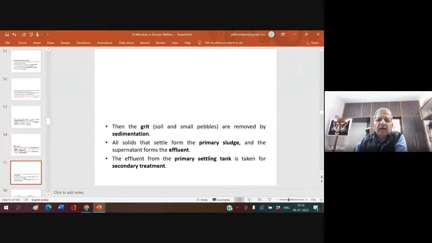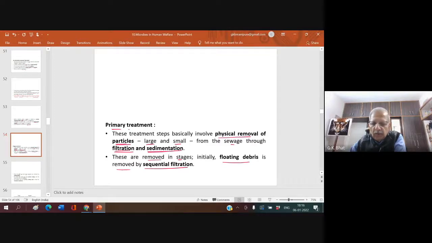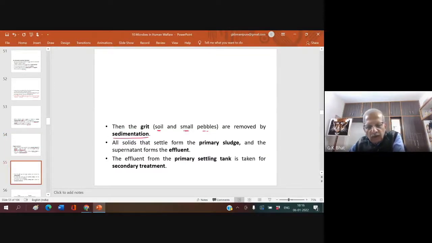Then the grit, that is the soil and the small pebbles, are removed by sedimentation. So all the lighter floating particles are removed by sequential filtration, and the small soil and other small pebbles are removed by sedimentation. All solids that settle form primary sludge. Many of the solids settle at the bottom, and these form what is called primary sludge, and the supernatant forms effluent.